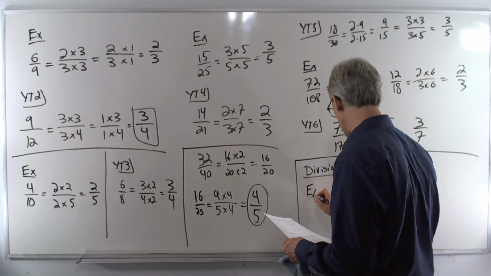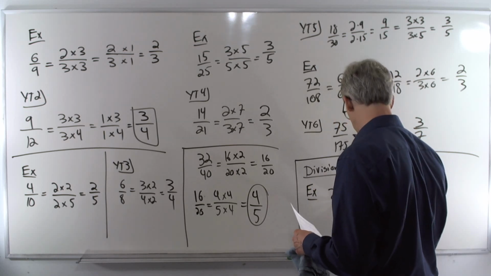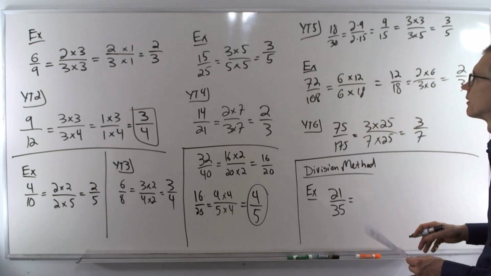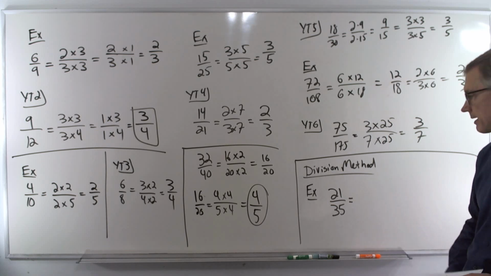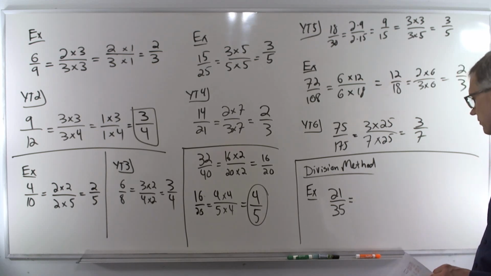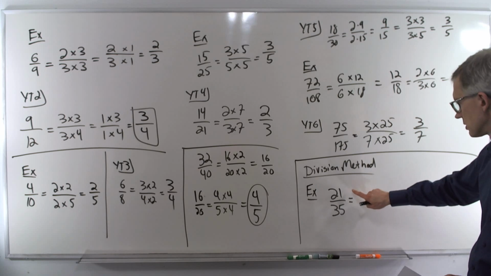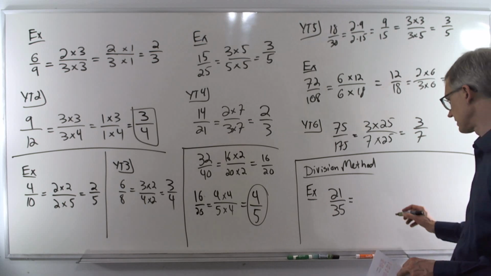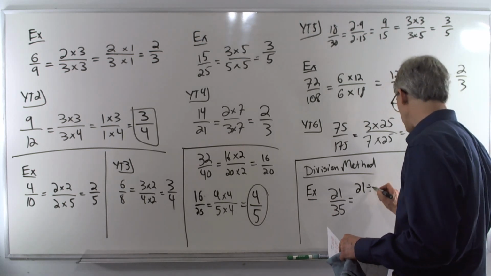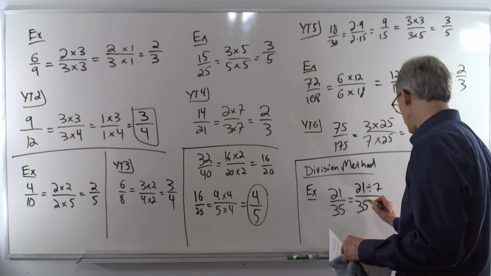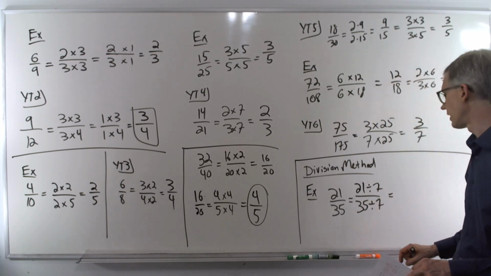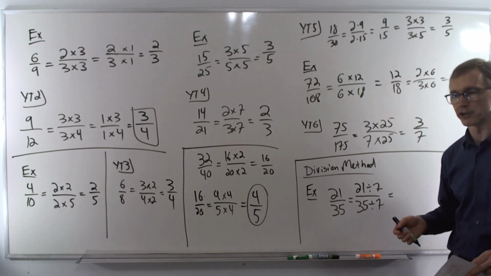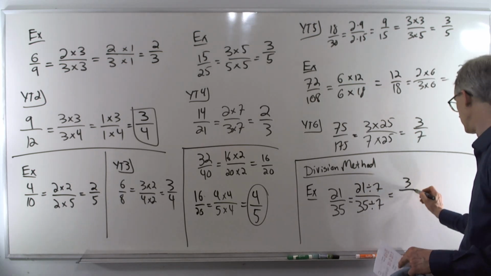So first example is 21 over 35. I personally like the factoring method better because factoring is such an important skill in math. So it's good practice, but this is fine too. So we want to find a number that divides evenly into both 21 and 35. And that's going to be 7. So we'll take 21 divided by 7, and then 35 divided by 7. Make sure you divide both the top and the bottom by the same number. If you divide by a different number, it's going to change the value of the fraction. That gives us 3/5.